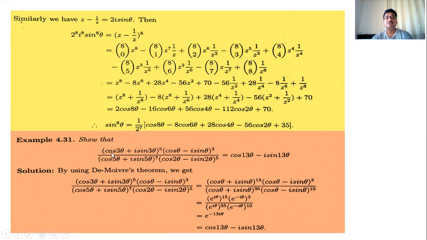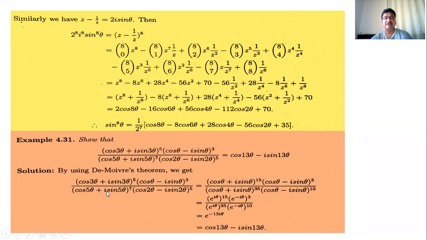Show that cos 3 theta plus i sin 3 theta raised to 5 over cos 5 theta plus i sin 5 theta raised to 7 ... It's a 2 mark example, so we have to show this, using the binomial theorem. What do we have? Cos 3 theta plus i sin 3 theta is cos theta plus i sin theta raised to 3. So 3 into 5 becomes 15. And this is cos theta minus i sin theta raised to 3. Then here it is also 35.